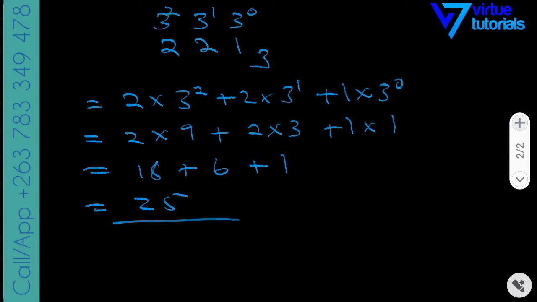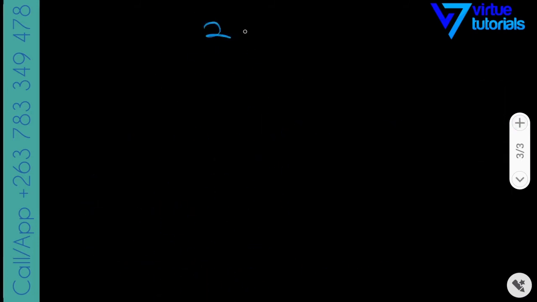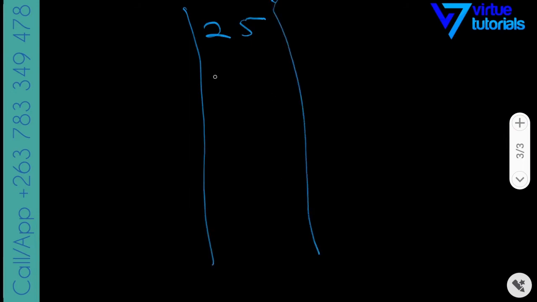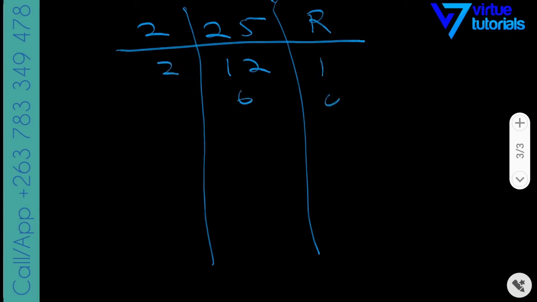Now all I have to do is take our 25 and convert that 25 into base 2. So divide 2 into 25 and record remainders. 2 into 25, that's 12 remainder 1. 2 into 12, that's 6 remainder 0. 2 into 6, that's 3 remainder 0. 2 into 3, that's 1 remainder 1. 2 into 1, that's 0 remainder 1.